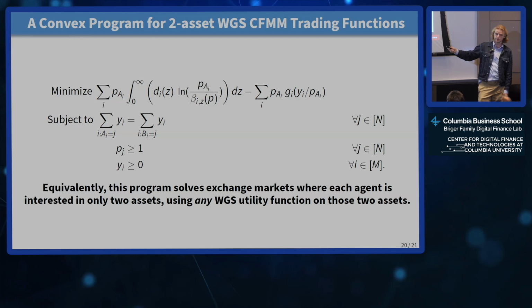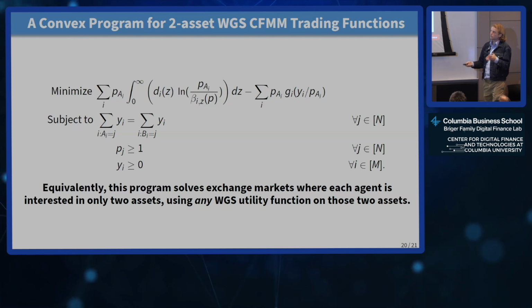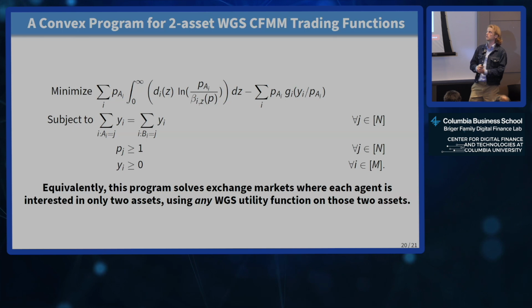This is a class of utility functions that seems to show up in practice, right? This is the curves that most CFFMs use. It's also fairly expressive. There's a wide class of functions that satisfy this, and it seems to be analytically tractable. And so I think this is an interesting subclass of utility functions to maybe study some more. Surprising to me, this hasn't showed up more in the literature.